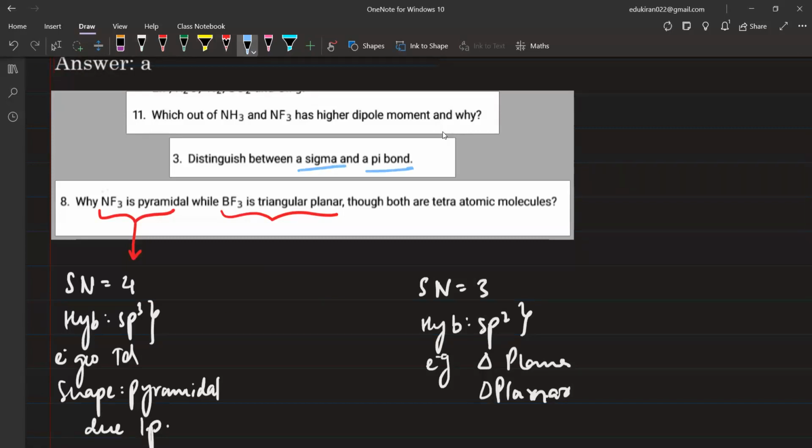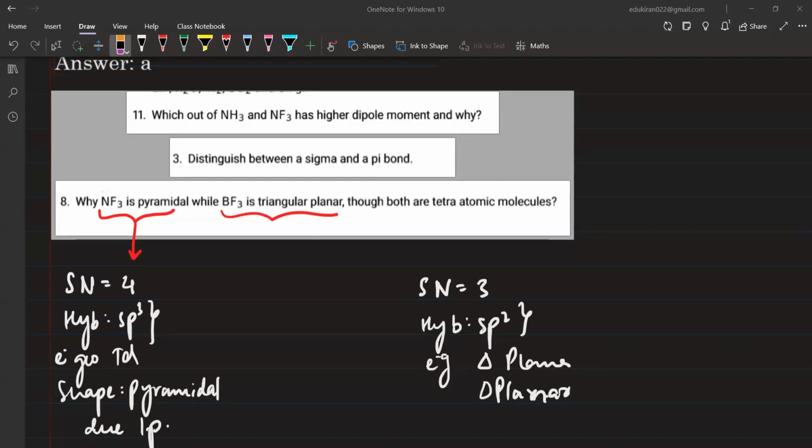What about distinguishing between sigma and pi? Obviously, it is a very basic question that people ask. You should know how to answer it, right? Yes, sir. Okay, and the seventh question also. The second last one. Discuss the concept of hybridization.